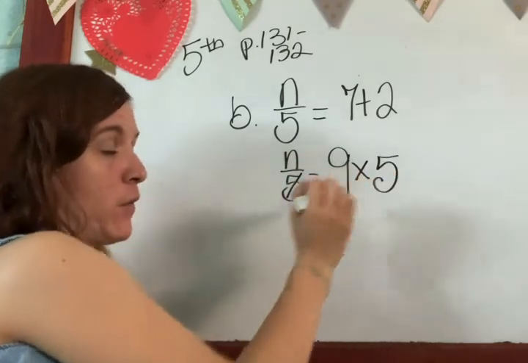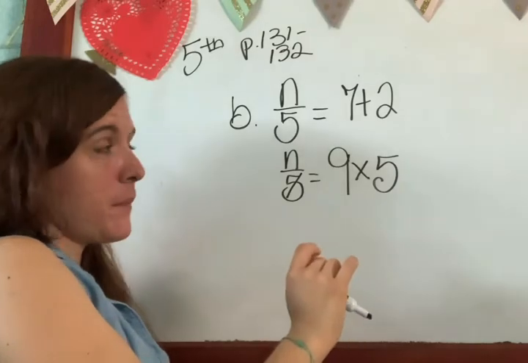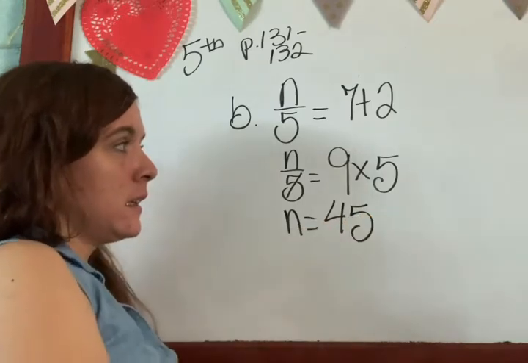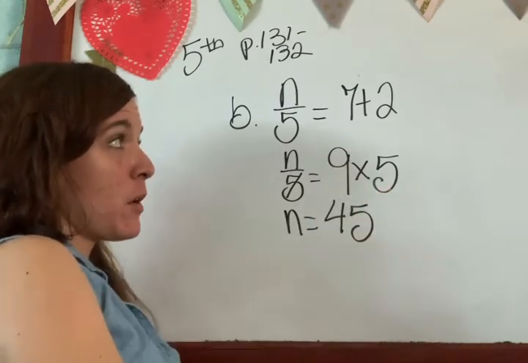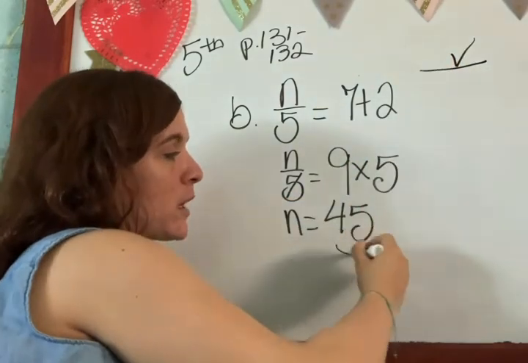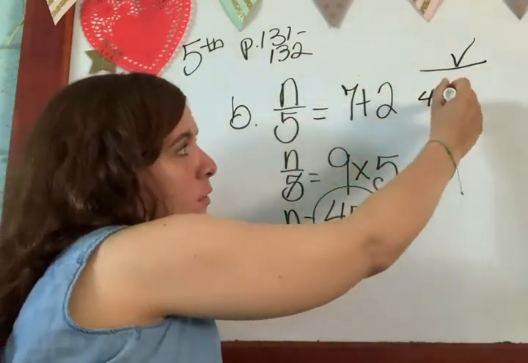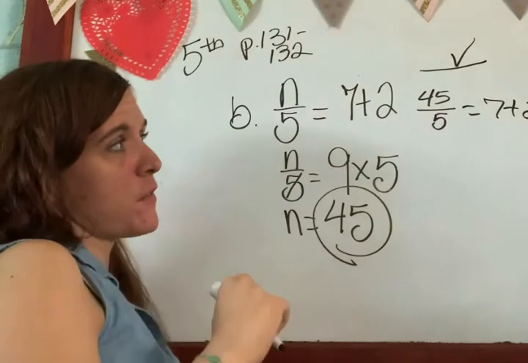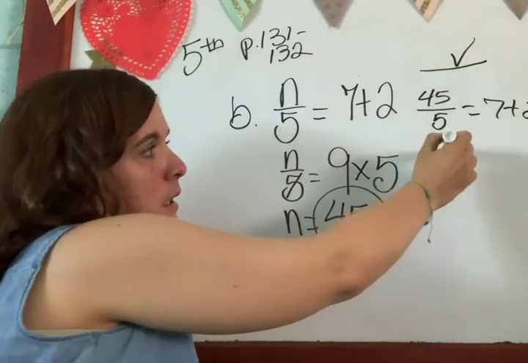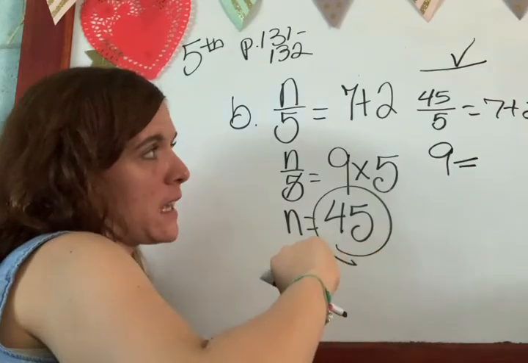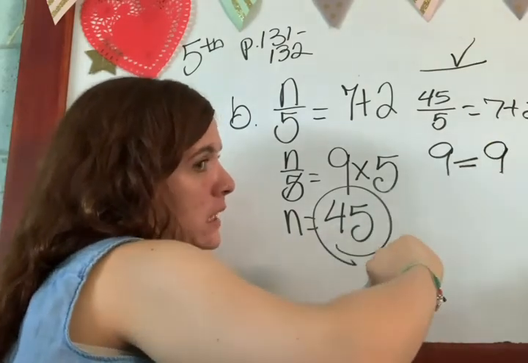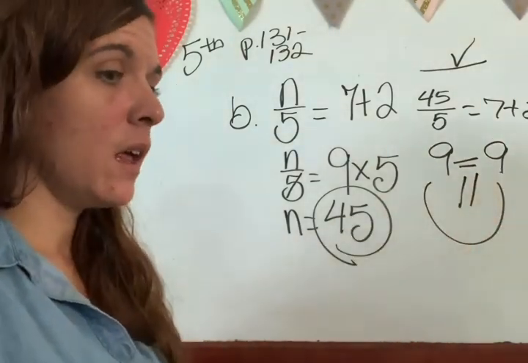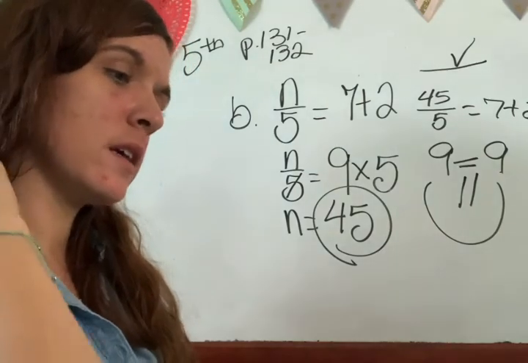Multiply by 5. We do the opposite. We do the contrario, right? So n equals 45, right? Because 9 times 5 is 45. So then we check it. Put your check mark. Put your 45 in for n. 45 over 5 equals 7 plus 2. What's 45 divided by 5? Andres? 9. What's 7 plus 2, Frankie? 9. Are those equal, Ethan? Oh, happy days. So you know that you're right. Go ahead and try letter C by yourself.